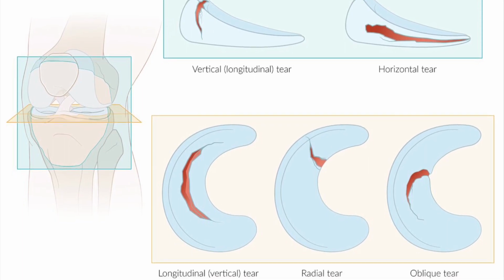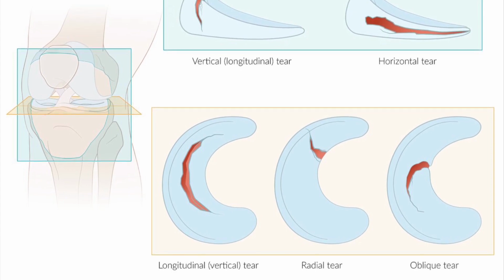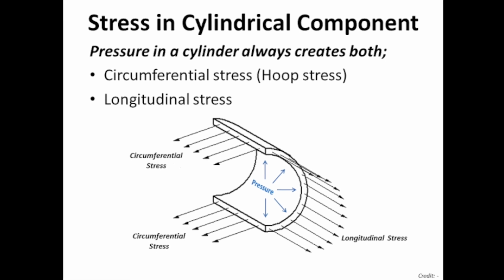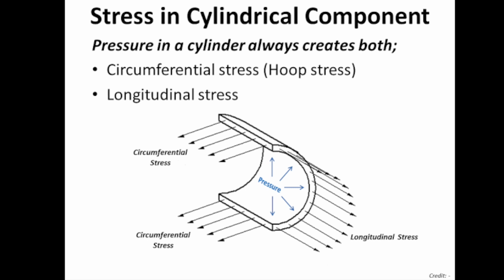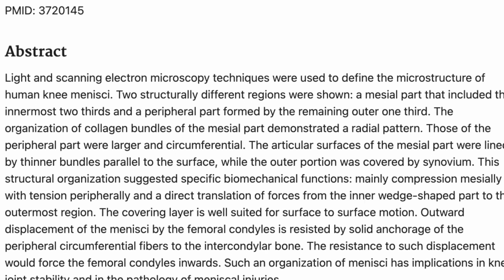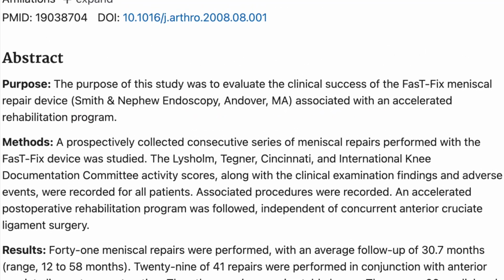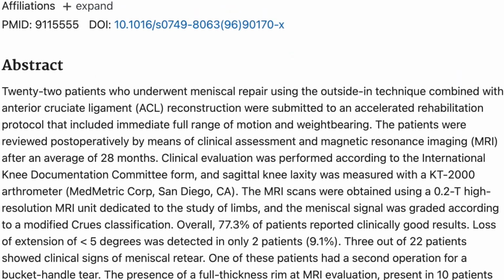unrestricted range of motion. Differently from that, a radial tear could be displaced with axial loading, dissolving the hoop stress effect, which may require a more conservative approach with a non-weight-bearing post-operative strategy with restricted range of motion. Many authors support the use of accelerated rehabilitation protocols with early weight bearing and unrestricted range of motion after meniscal repair regardless of the tear pattern.